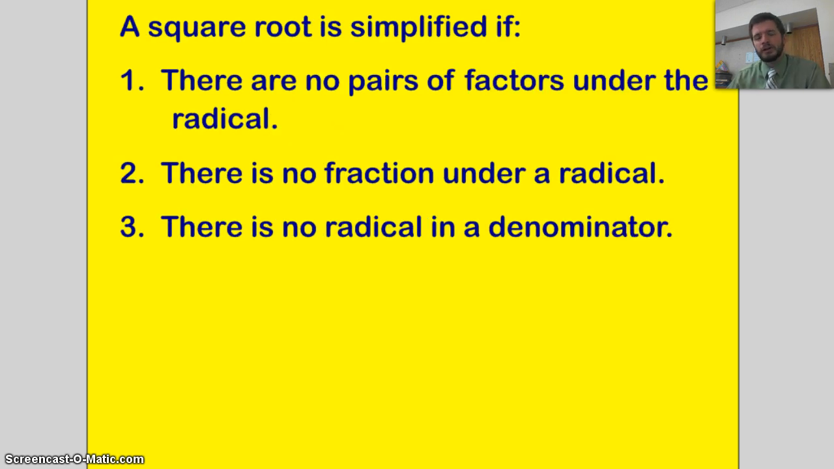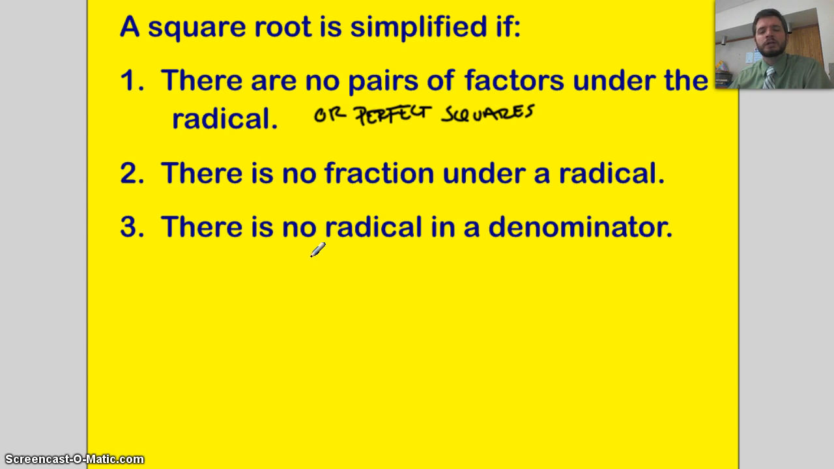Now, first thing you need to know is that a square root can be simplified, or it is simplified, if there are no pairs of factors underneath the radical, or let's say no perfect squares. And we'll look at that in a second. And there is no fraction under the radical. Okay, we can't have that. And then there is no radical in the denominator.